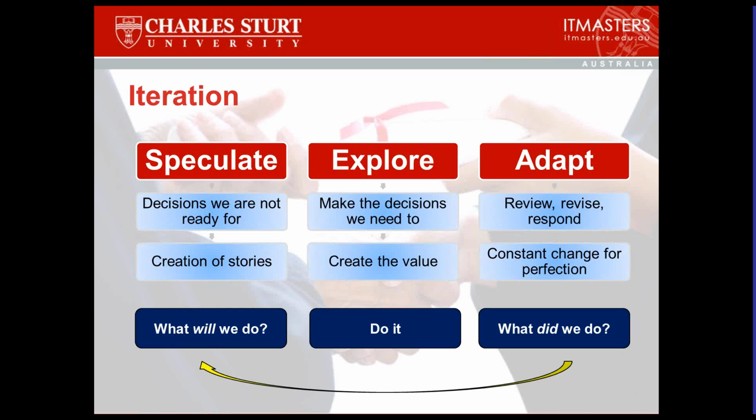Of course, that little yellow, hard to see, curvy arrow at the bottom, that tells us that we do it again and again and again and again. This is the cyclic iteration. Once we've adapted, we feed that data back into the speculate and say, all right, we're going to speculate again now. All right, so we learned that that was a dead end down that path. Now we're going to take this path, and we think this might be more successful. So we try that.